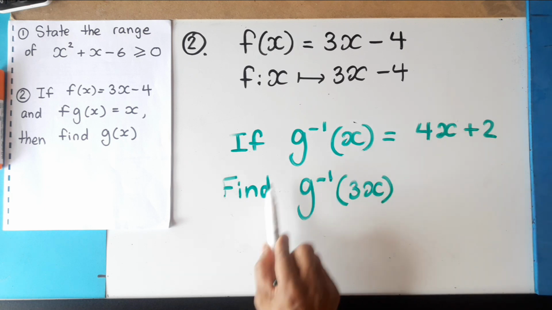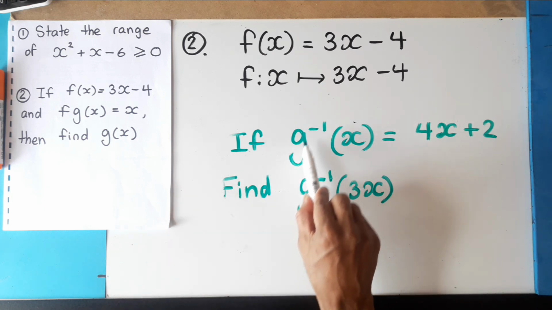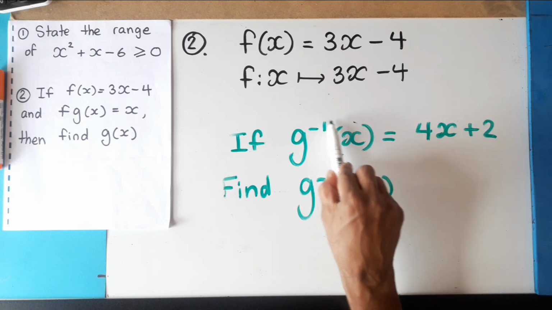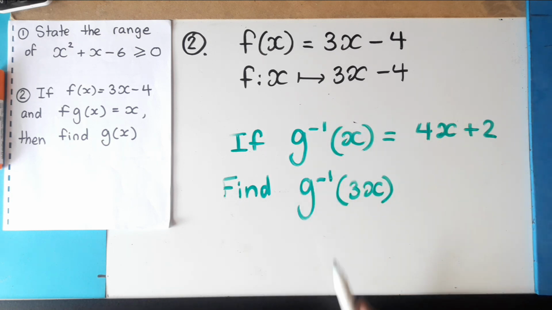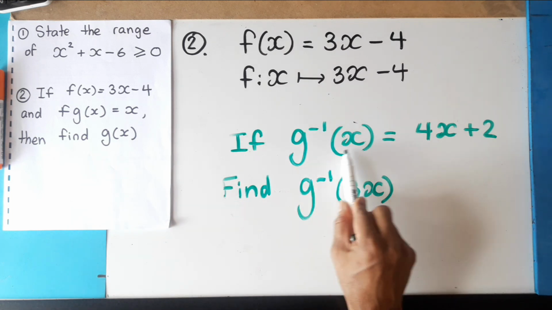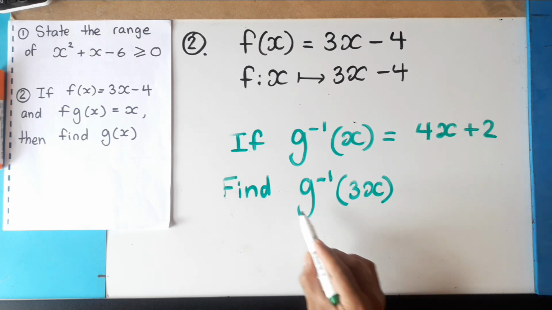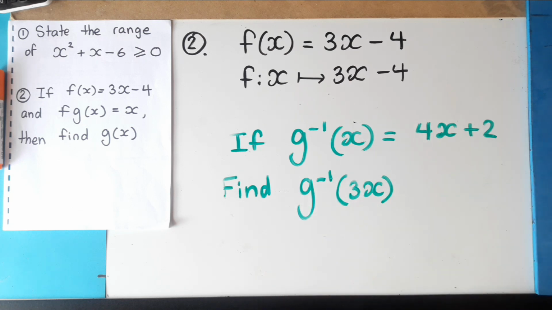Let's say, look at the green part here. This is my own made up question here now. Let's say we have g minus 1. Now you all know that g minus 1 really means g inverse. So let's say the examiner says g inverse x is equal to 4x plus 2. Then they ask you to find g inverse 3x. How would you do a question like this?